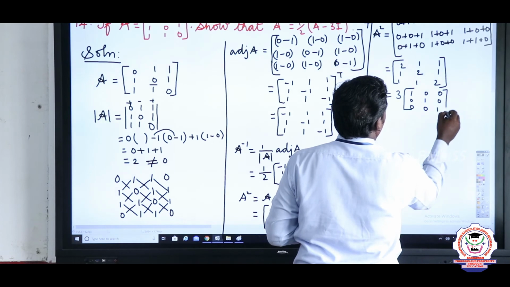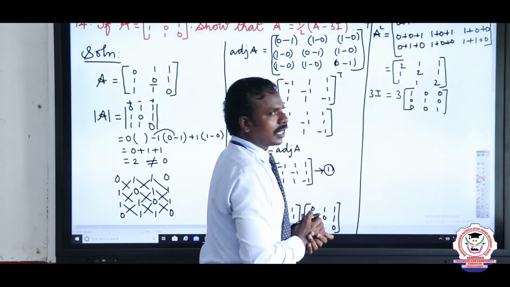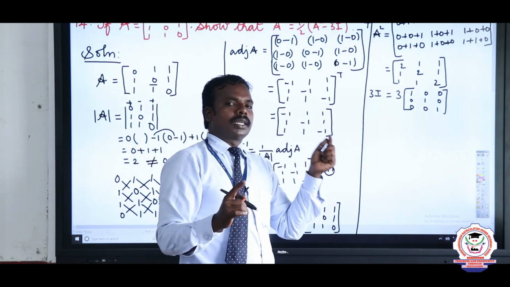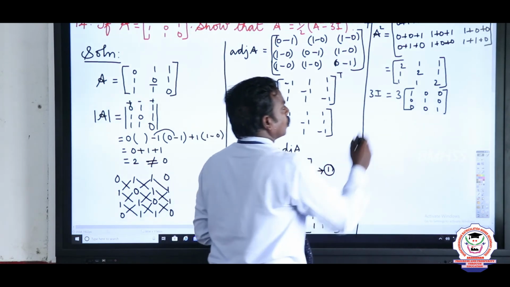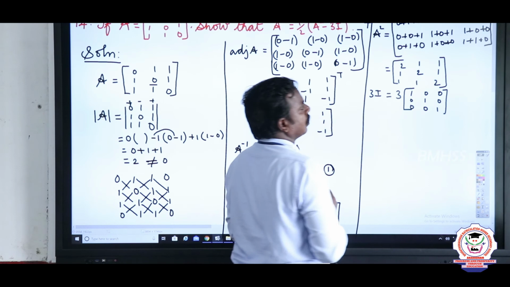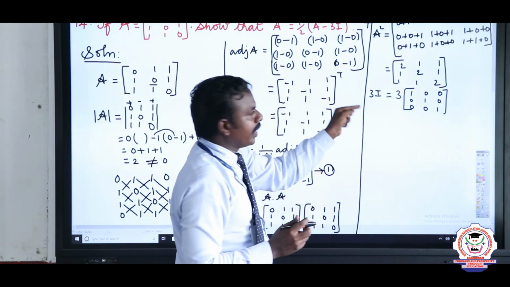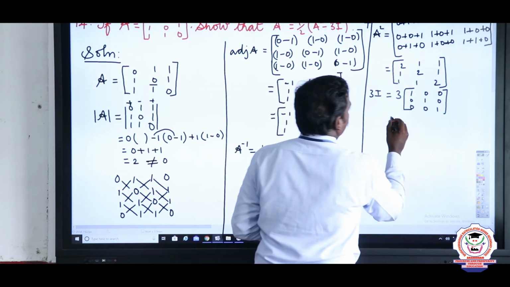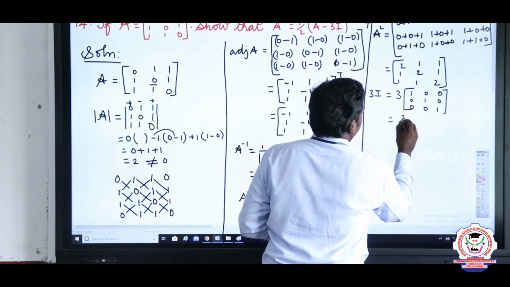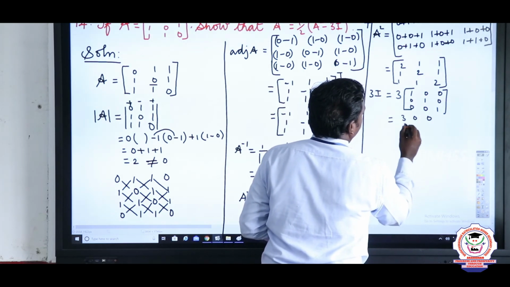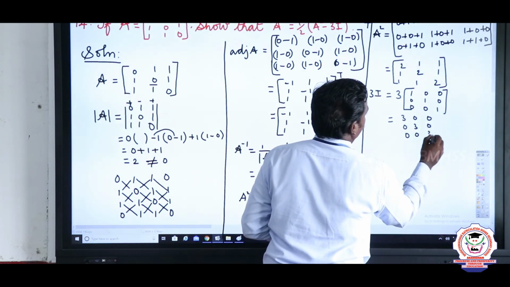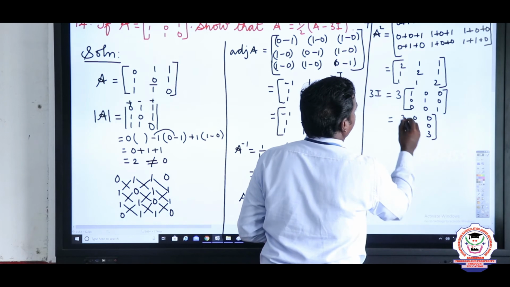Now listen, so in the leading diagonal elements are same, that is 1. If you get equal to 1, that is unit matrix. Listen, so 3 multiply within the matrix. So multiply with every element of that identity matrix. Listen, 3, 0, 0, 0, 3, 0, 0, 0, 3. So this is 3i matrix.